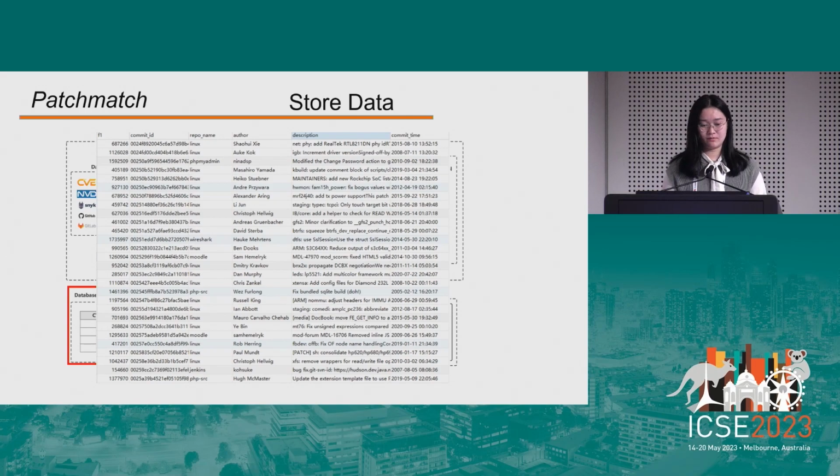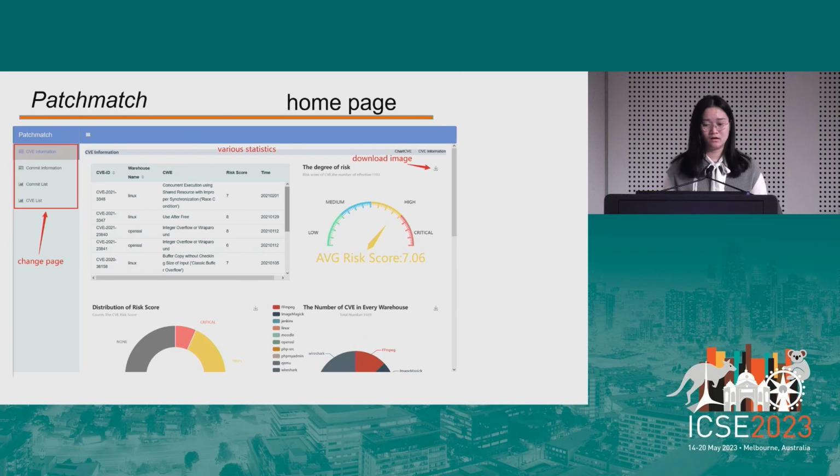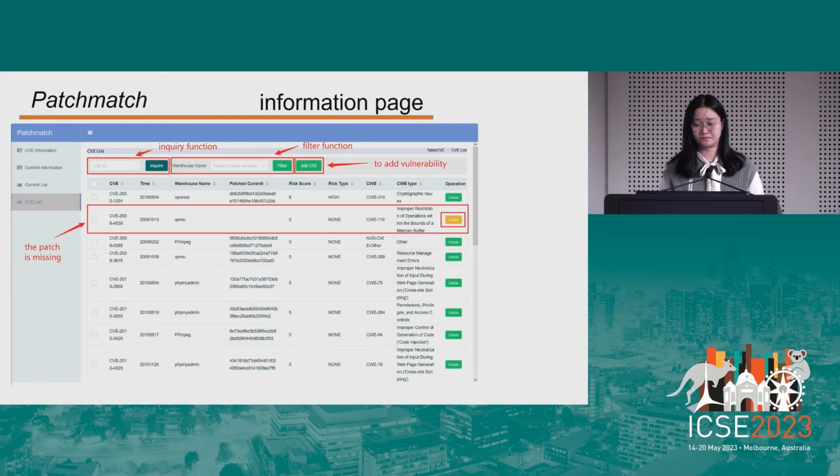And this is the table we use in MySQL to store the data. The homepage of the patch match shows the CVE information, commit information, and lists of commits and CVEs. The CVE information page provides an integrated display of the degree of risks and the number of CVEs and some other details presented in a visual chart format. The layout provides developers with an overview of the information.